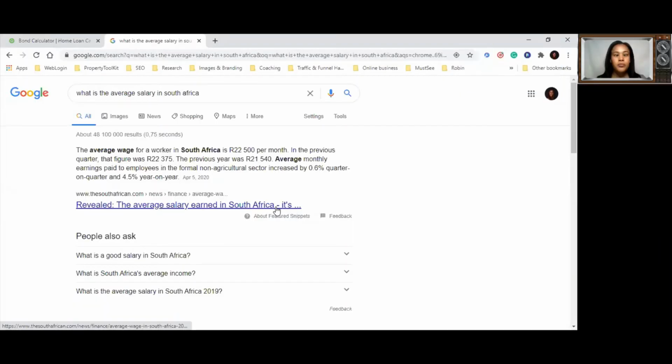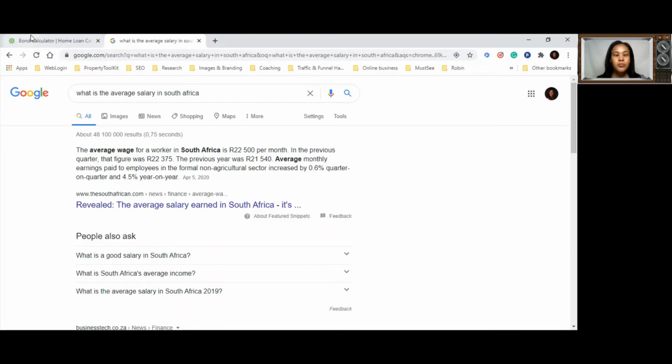Now, let's quickly switch over to Google. And we're going to type out, what is the average salary in South Africa? Because I really want to work on something practical to actually show you what I find very, very fascinating about the repo rate cuts that have transpired. So the average salary or the average wage for a worker in South Africa is 22,500 per month. Okay. So now I want us to keep this 22,500 in mind.